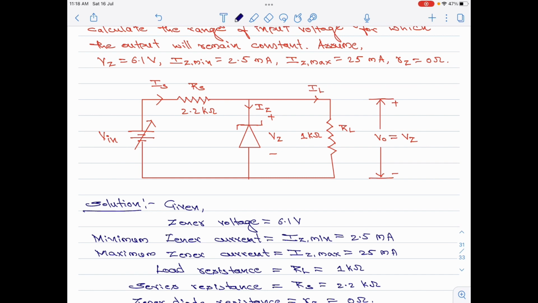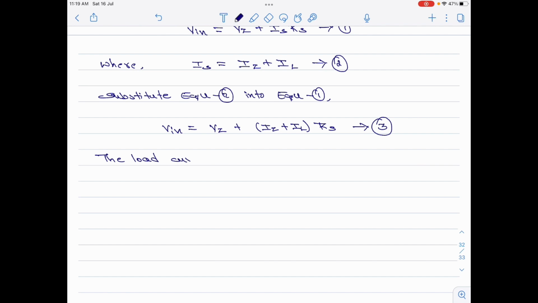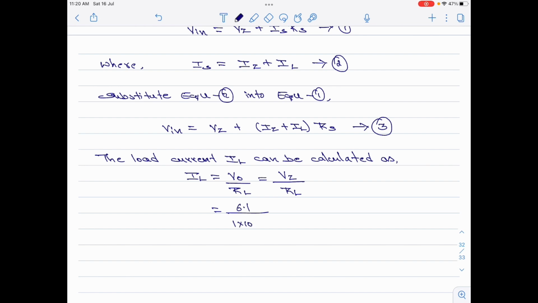To find the load current IL, all we need to do is to simply divide the value of the load voltage by the value of the load resistance. Let us do that. IL equal to output voltage divided by the load resistance RL. Please note, output voltage is equal to Zener voltage and therefore the equation can be modified as Vz divided by RL. The value of Vz is 6.1 volt. The value of RL is 1 kilo ohm. Therefore, the value of the load current is 6.1 milliamperes. Please note, this is a constant because currently the Zener is operating as a regulator.